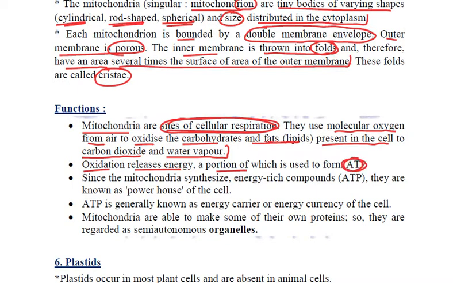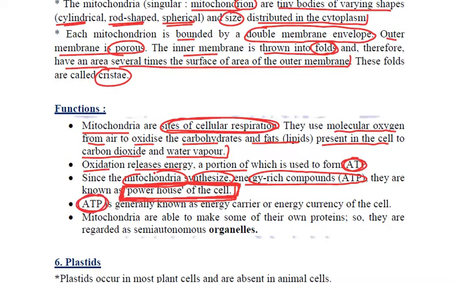Now what exactly is ATP? ATP is adenosine triphosphate. We all know the full form of it, right? Now because this energy rich compound ATP is synthesized in mitochondria, therefore mitochondria are also called the powerhouse of the cell or the power plant of the cell. And this ATP is generally known as the energy carrier or the energy currency of the cell, right?